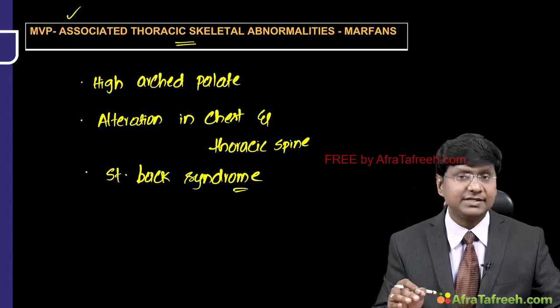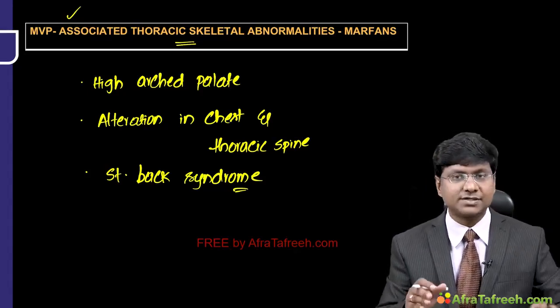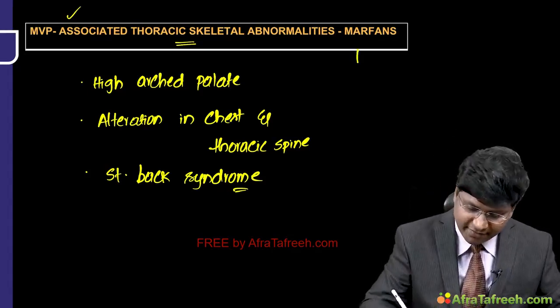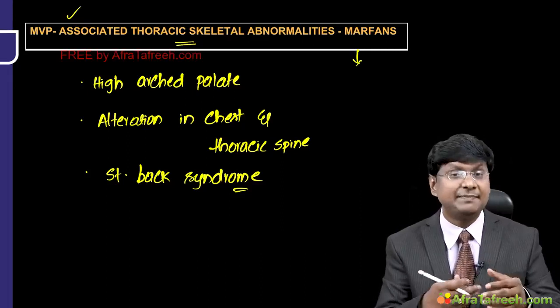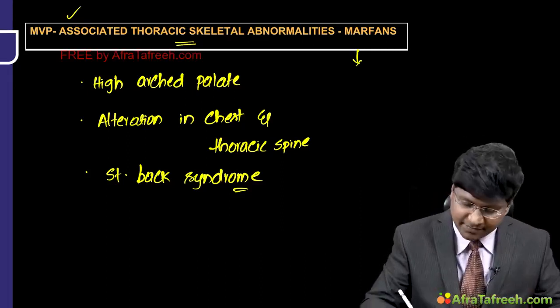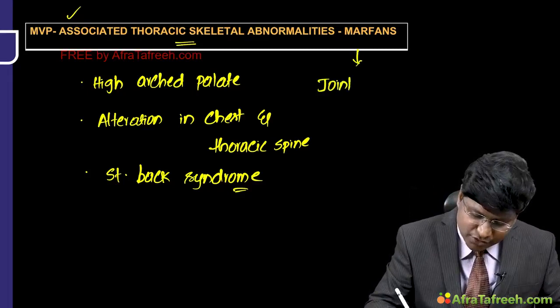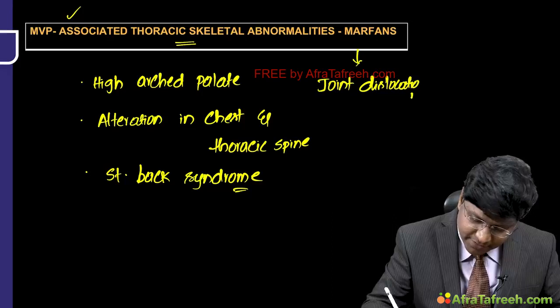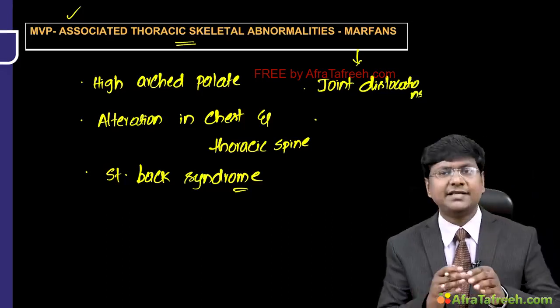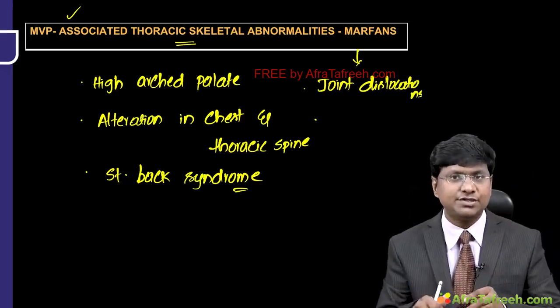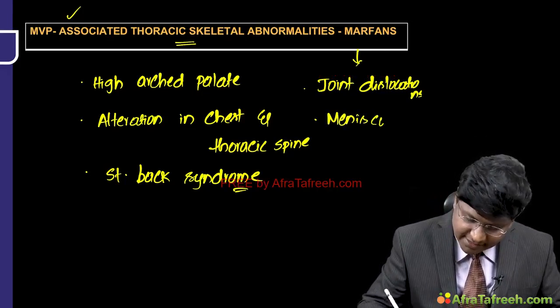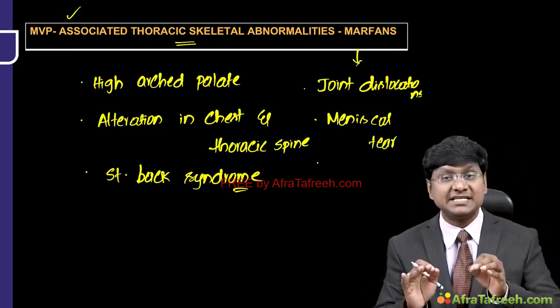Now, because the individual has associated Marfan's, they also have joint abnormalities. So in Marfan's, how will the joints be? There will be hyperextensible joints, and there can also be joint dislocations because of the abnormality within the connective tissue. And how will the menisci be? Either the medial menisci or lateral menisci within the joints, you will also have associated meniscal tear, right?